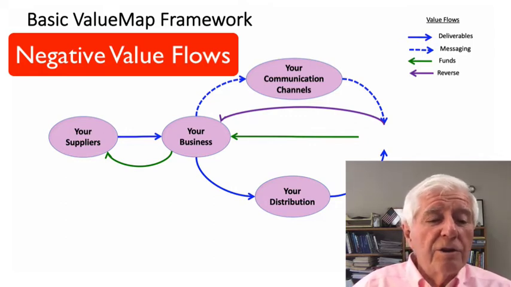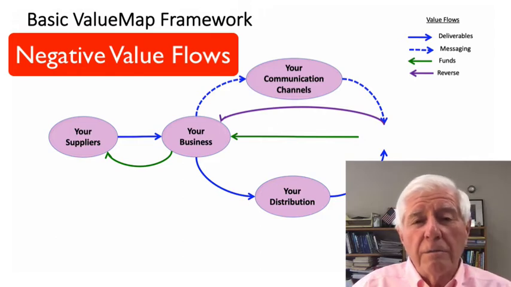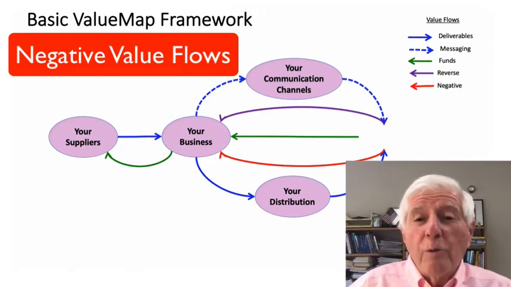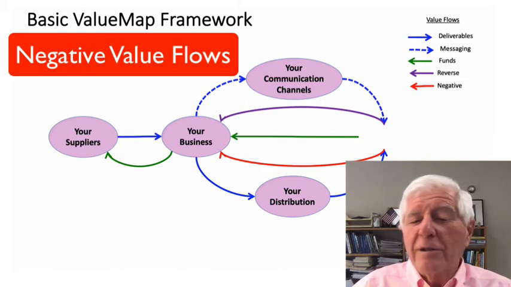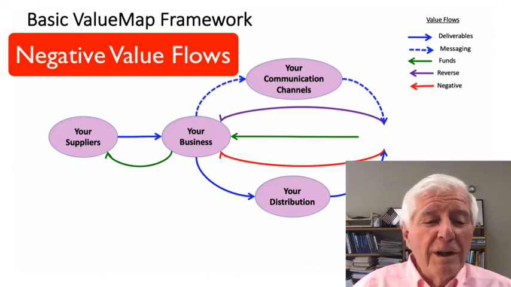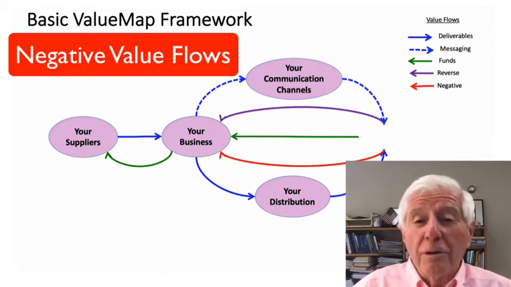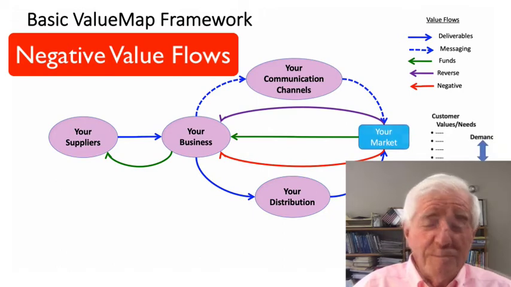Let's add it to the general value map now. And when you use it, you will be showing this kind of flow in red. Why red? Because it should be an alarm for you. It serves as a reminder to look for it when you don't expect it.